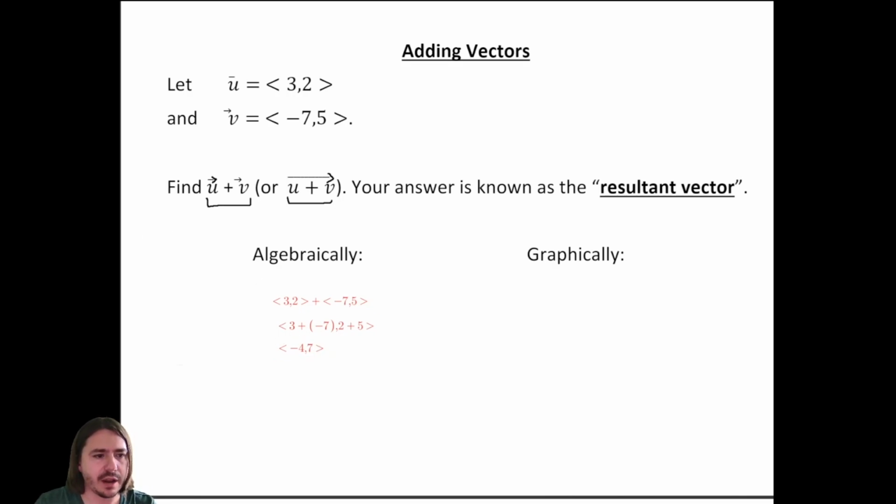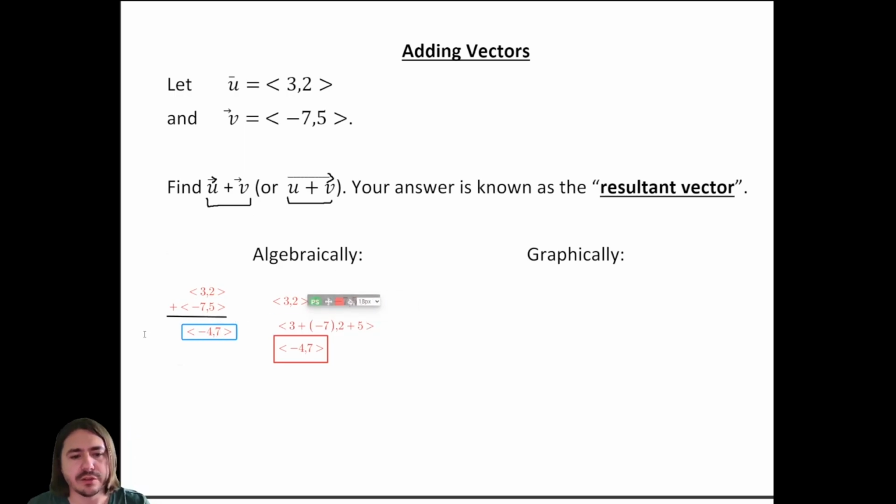An easy way to organize your work here is, instead of writing it sideways like this, to stack them up: 3 comma 2 plus negative 7, 5. Sometimes just looking at it like this can make it easier to process what you're supposed to add. You don't have to show your work this way, but some students find it a little easier to organize, and it's more obvious what you're going to end up with. So this is how you calculate it algebraically.